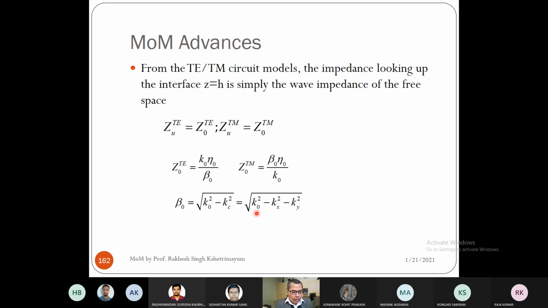Once I know the frequency at which I'm making an observation, I know lambda. Lambda is c by f. Once I have lambda, I can find out k naught. k naught is 2 pi by lambda. kx and ky are the wave vectors along the x-axis and y-axis. I know beta naught, I know k naught, and I know eta naught. Eta naught is 377 ohm. k naught is 2 pi by lambda. Beta naught I can find from here. So I can find out Z up T and Z up Tm.